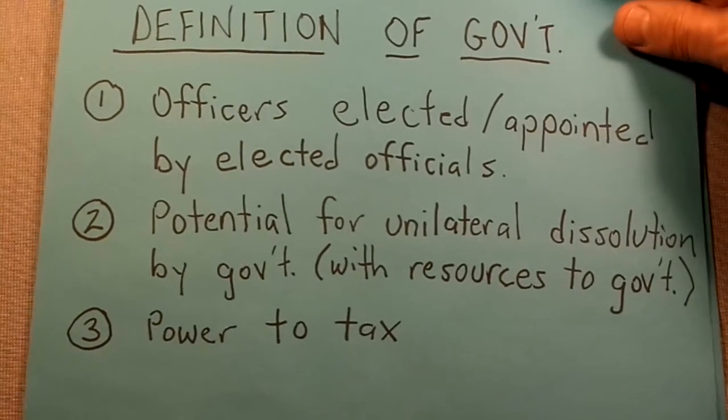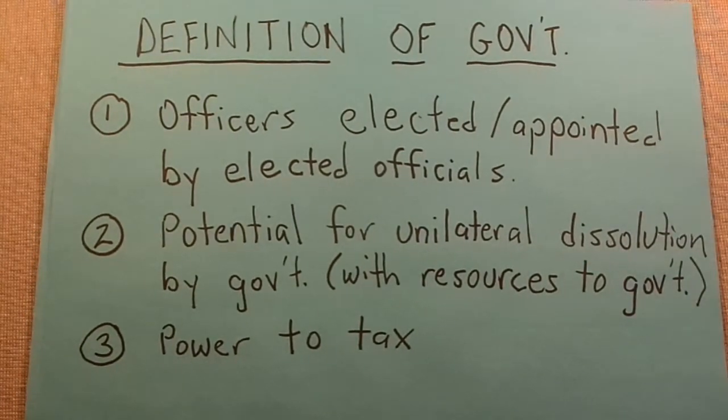Well, one of the things that it might interest us to do is stop and define government. So everybody might think they know what government is, but we've got some precise things that indicate whether or not we have a government. First, are officers elected and appointed by elected officials? So we know elected officials are elected by the public, but if the organization's officers are elected or appointed by people who are elected, then that's one strong indication that we're looking at a government.